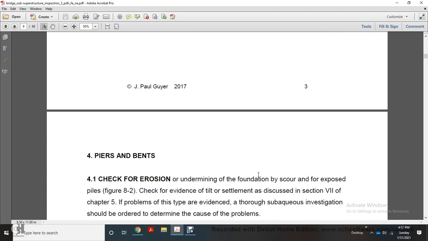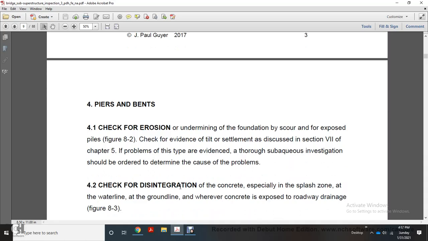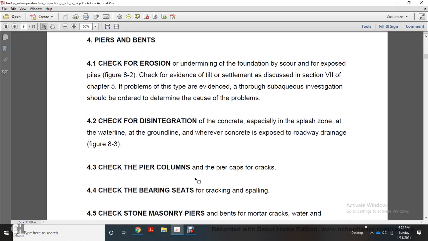Alright, 4. Piers and bents. Check for erosion of the underlying foundation by scouring, looking for exposed piles, figure 8.2. Check for evidence of tilt or settlement, as discussed in section 7 of chapter 5. If problems of this type are evident, a thorough subaqueous investigation should be ordered to determine the cause. Check for disintegration of concrete, especially within the splash zone, water line, and ground line, and whenever the concrete is exposed to roadway drainage, figure 8.3. Check piers, columns, and pier caps for cracks.